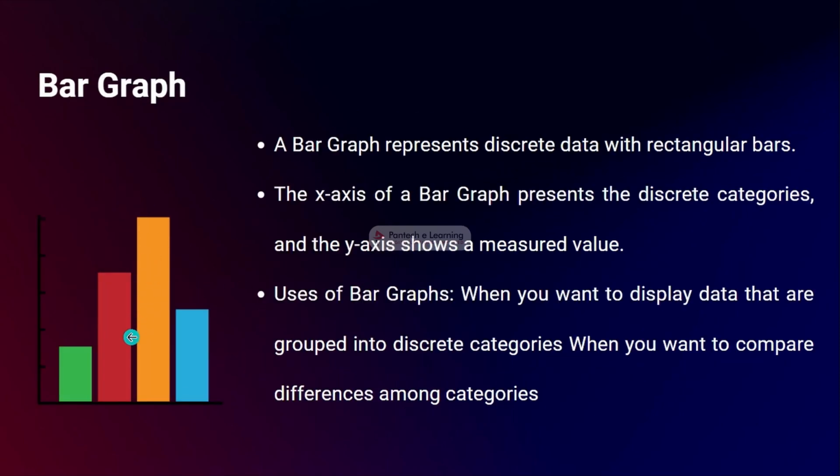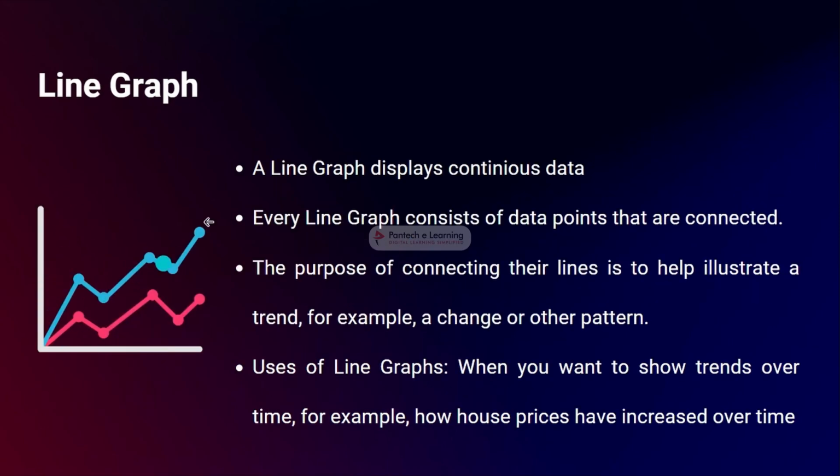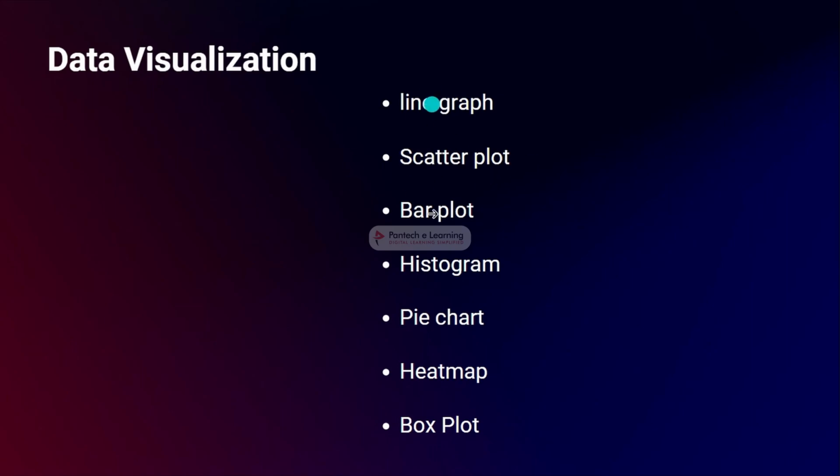If you talk about a bar graph, you can find who is the most or who is the leading. You can find it here. And with the help of a line graph, we can see a trend. So that's it about these three.